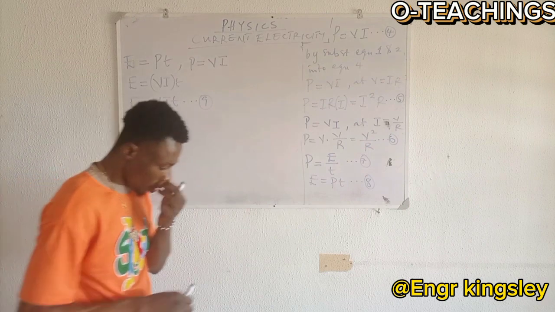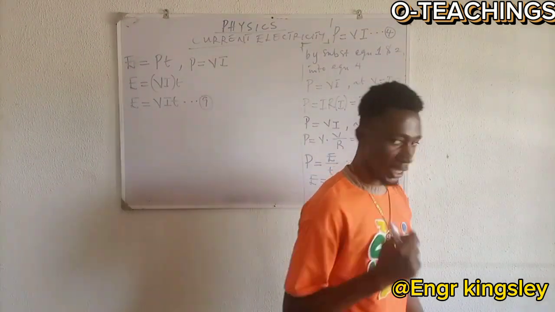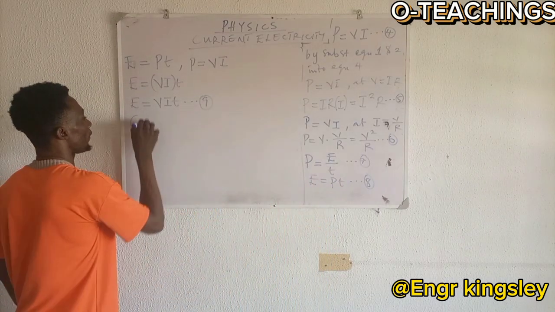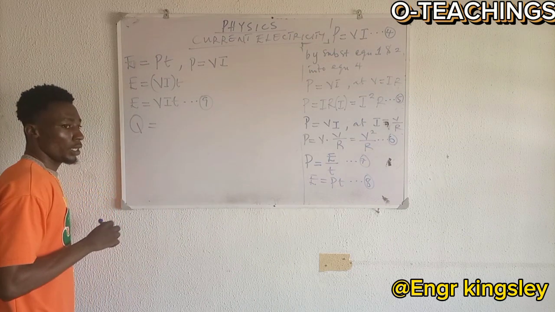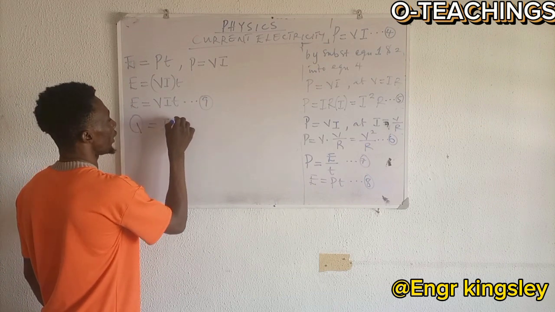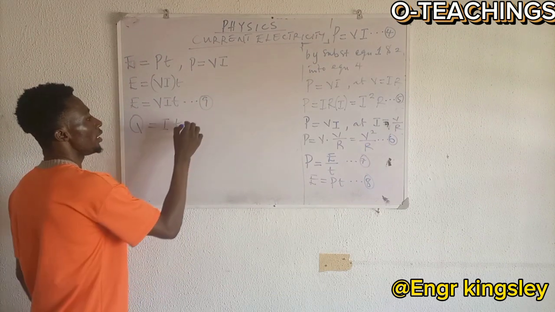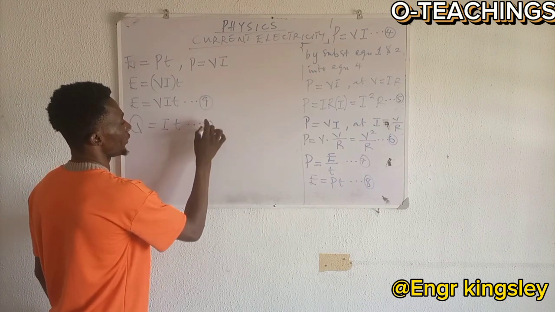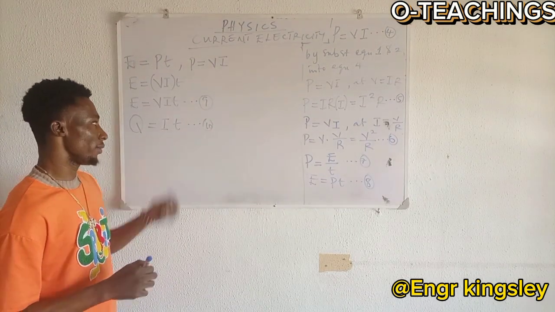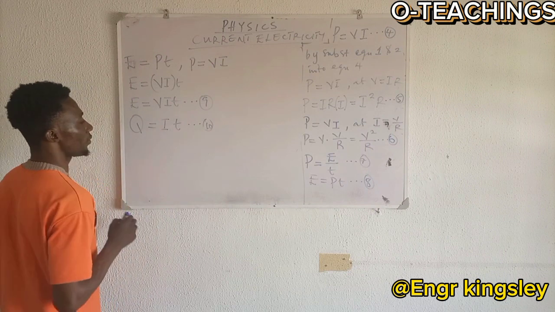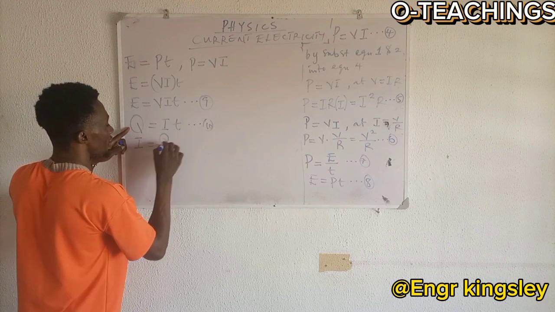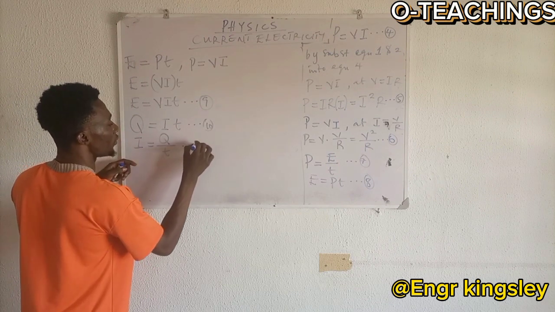In current, there is what we call charge. Charge has the symbol Q. Charge is the product of current times time. Let me call this equation 10. If we decide to make current the subject by dividing both sides by time, we have that electric current is equal to charge all over time. Let me call it equation 11.